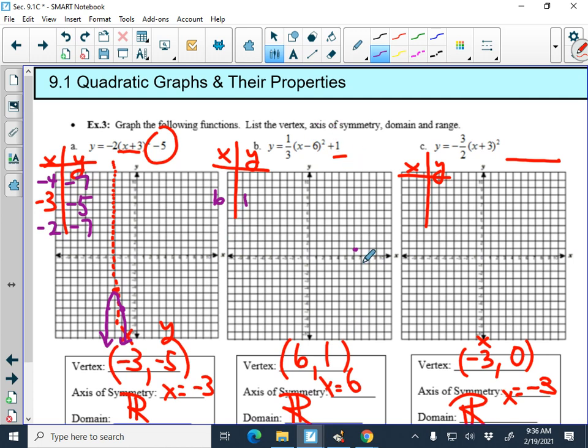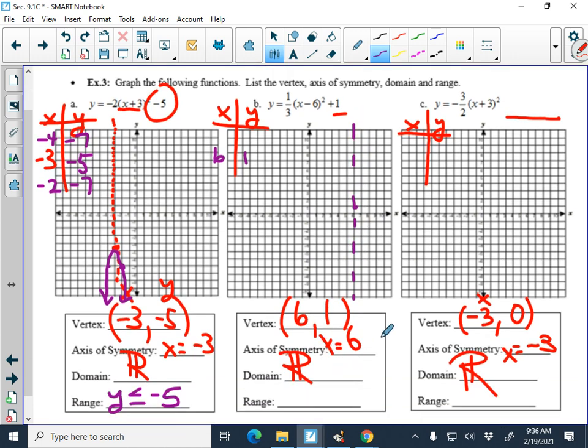Now I have to come up with numbers. This 6 is my axis of symmetry. What numbers are 1 to the left and 1 to the right of 6? So 1 down from 6 is what? Just subtract 1. What do you get? 5. 1 up from 6 is what? 7. Those are the numbers I'm going to put in.